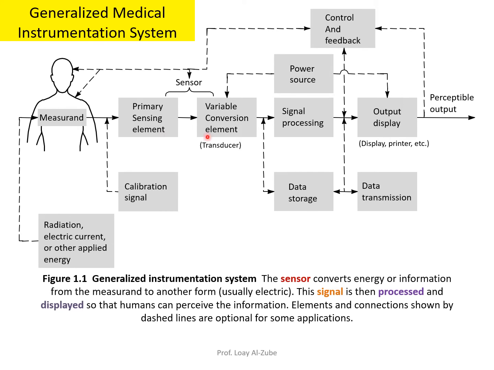Primary sensing element. We have variable conversion, which is the transducers, and then you have the signal processing, which is the Arduino. You can transmit the data, output it, and then you can have a feedback for the subject to do whatever. And also you can do stimulation to the subject, like changing temperature or changing colors and see what happened to that measurement.